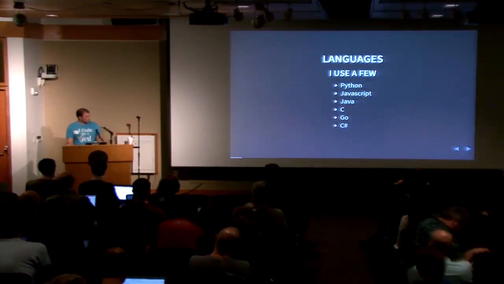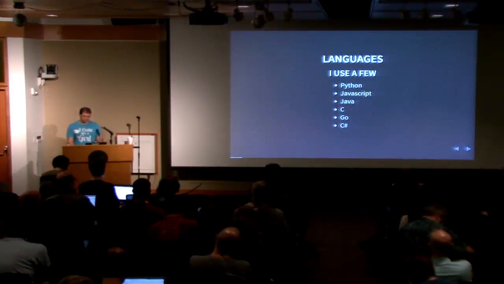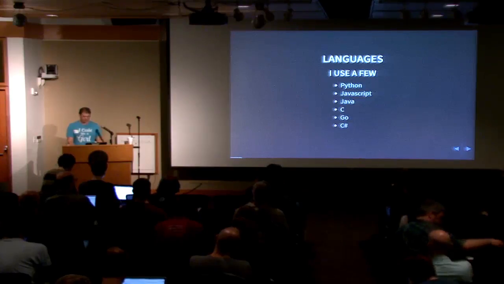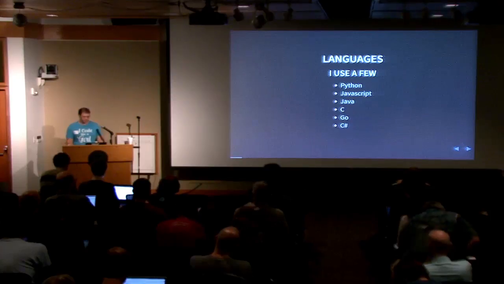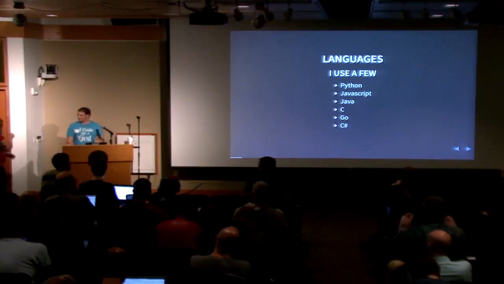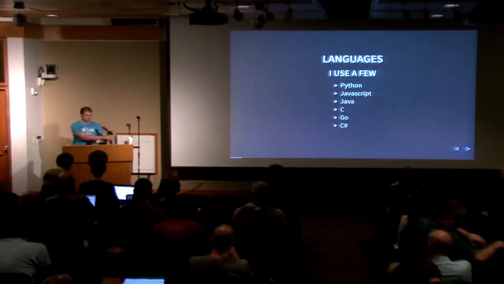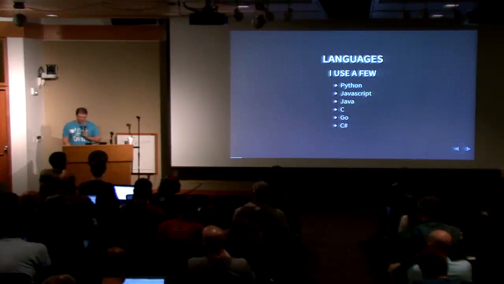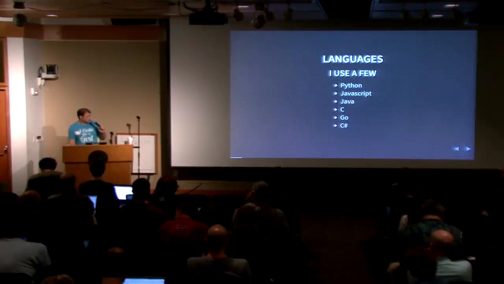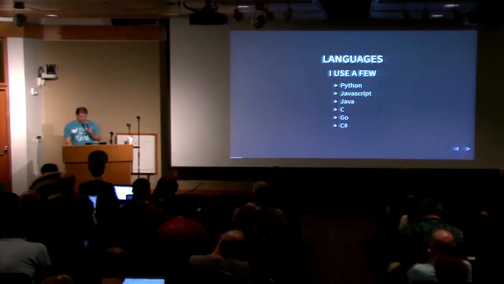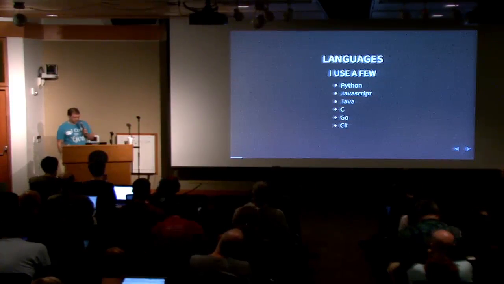I use quite a few languages: Python, Java, and JavaScript at work. At home, I use C and now C# some. I've done a bunch in Go. So yeah, I use a bunch of different languages, Python, JavaScript, and Java at work, and C and C# at home, and then Go all the time as well.